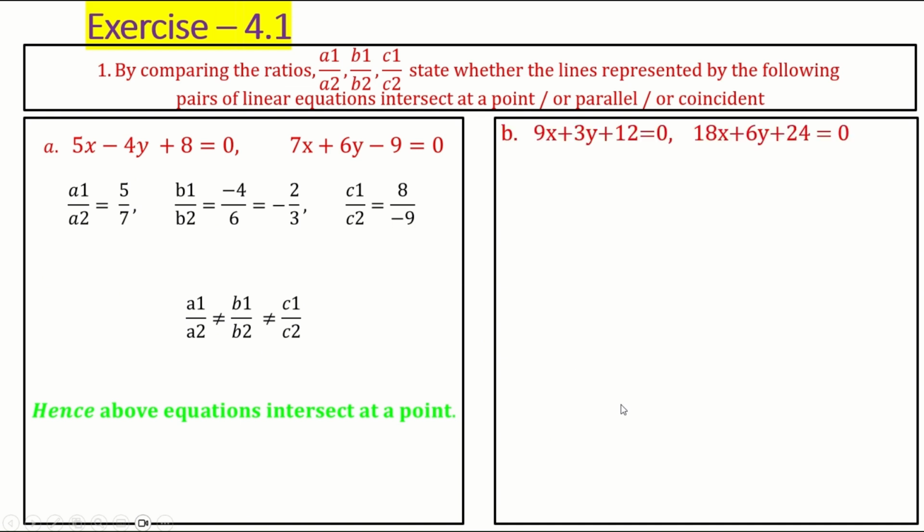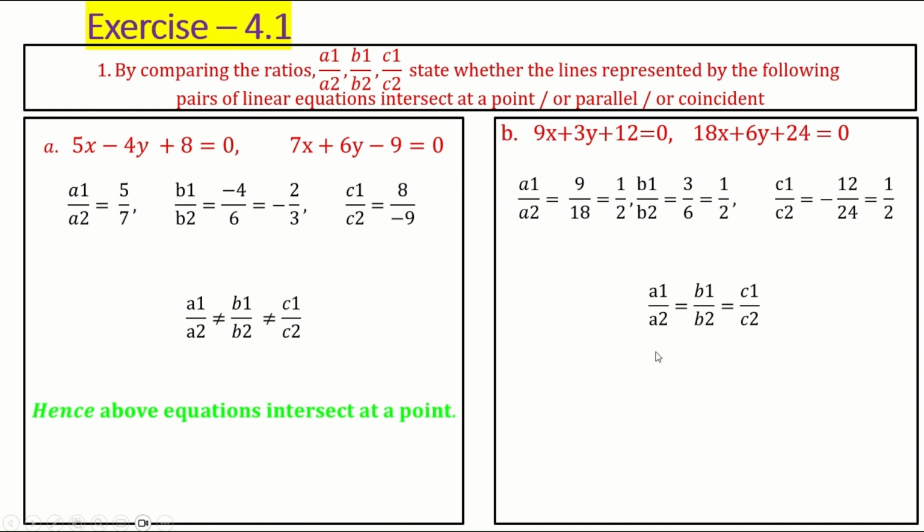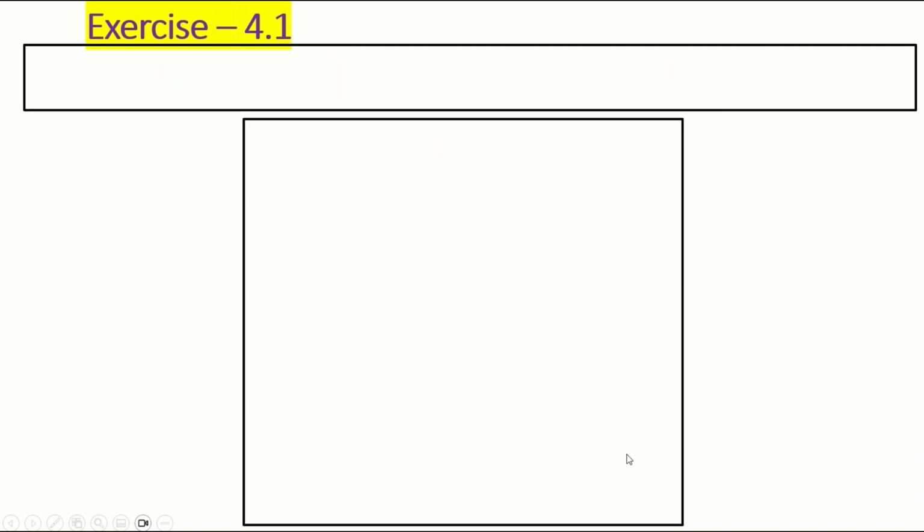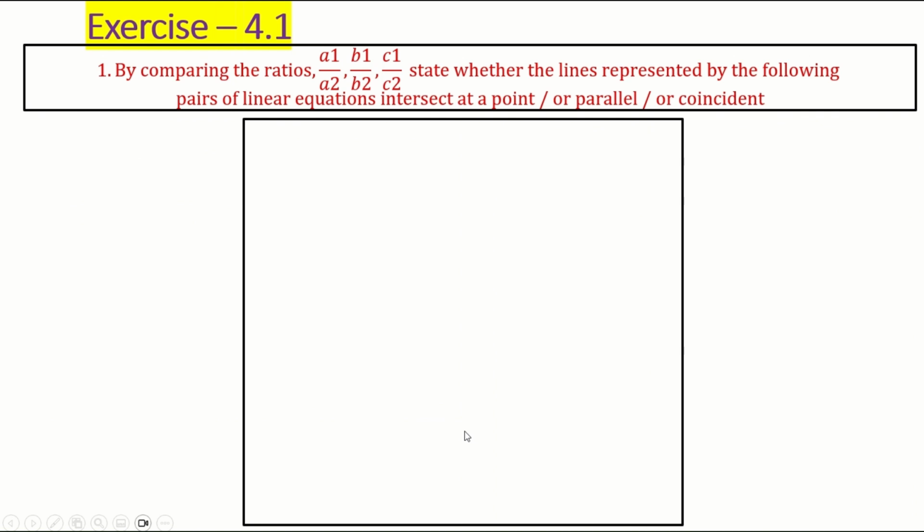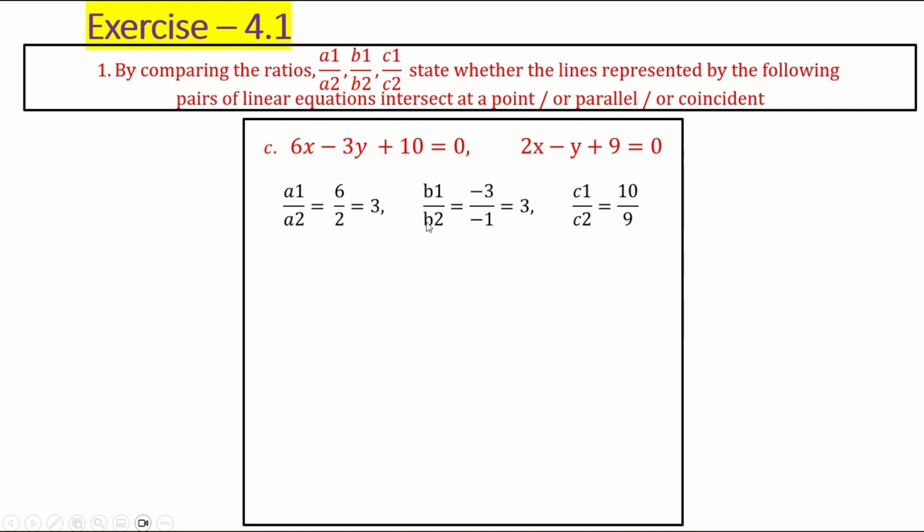Okay, so second one, if you see, A1 by A2 is 1 by 2, B1 by B2 is 1 by 2, C1 by C2 is 1 by 2, which means all our ratios are equal. Right? That is coincident line. See, A1 by A2 is 3, B1 by B2 is 3, C1 by C2 is 10 by 9, which is different. So, this is the condition for the parallel lines. So, the above equations are parallel lines.